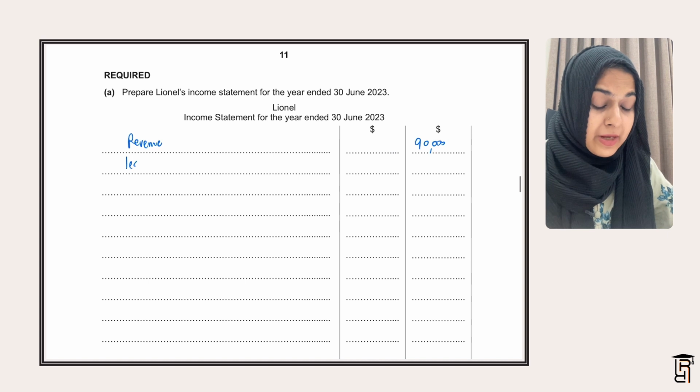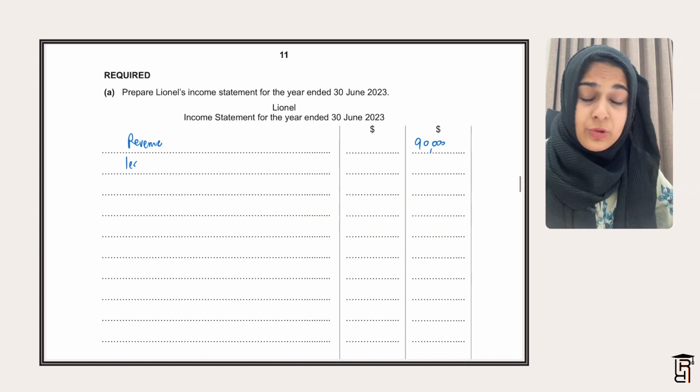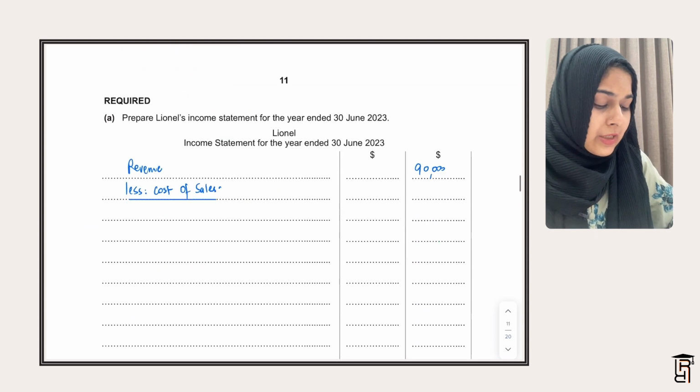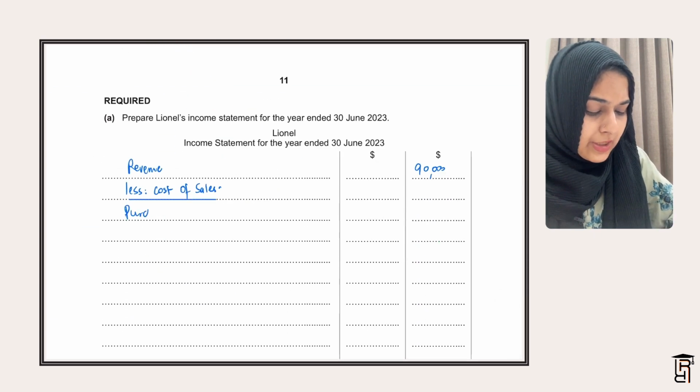Then I need to write my opening inventory, which is the first thing, but you don't have opening inventory because this is Lionel's first year of trading. So you directly go to purchases. So I write here purchases.